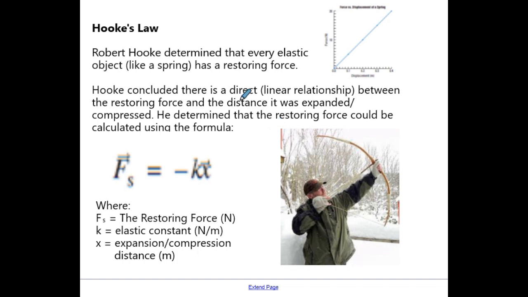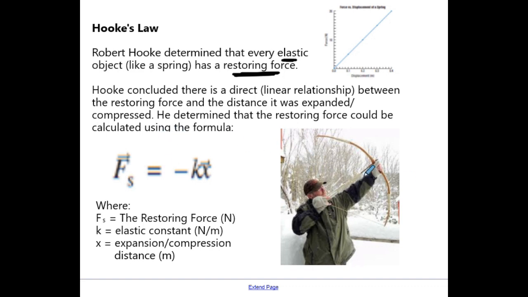Hooke is the one who kind of figured out how the formula worked, okay? Because he realized that every elastic object had to have this restoring force, a force that brings things back to where they came from. And this would be a good example of something that we've already done in this class. We should have done a lab on friction where we made a slingshot. And when we made our little slingshot, we pulled backwards.